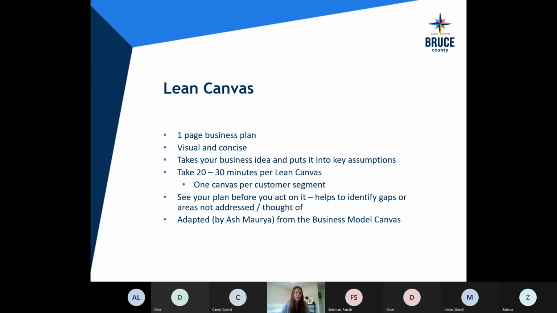The purpose of the lean canvas, of course, is that it only takes about 20 to 30 minutes to complete. And as we'll walk through, you're only completing 1 canvas per customer segment. If you're in the planning stages of a business, this is a perfect opportunity to ensure that you have not missed any key areas, that you have no gaps, and that you have everything in order before you actually proceed with starting.